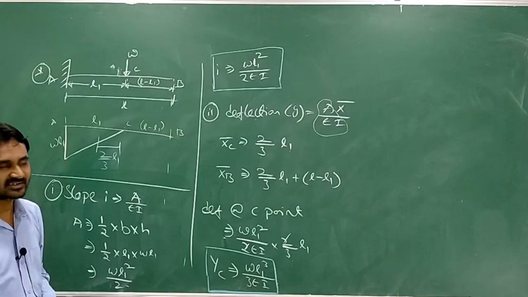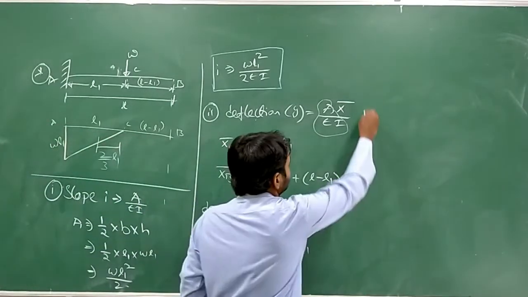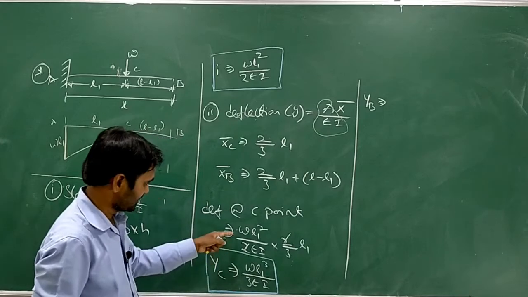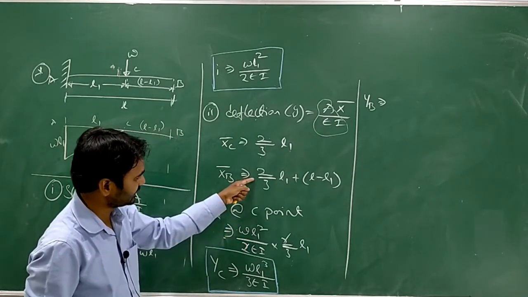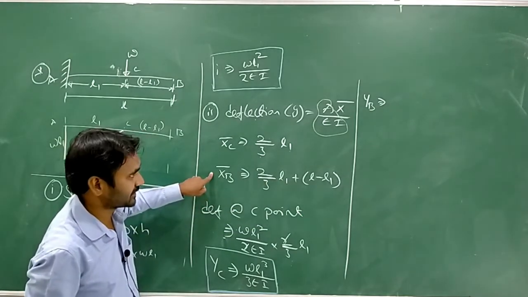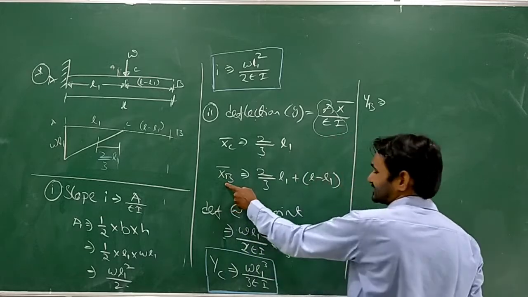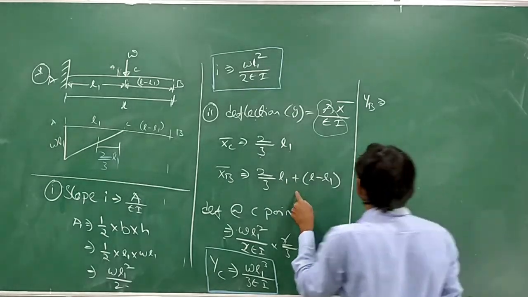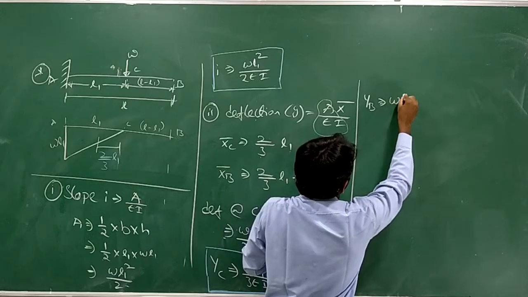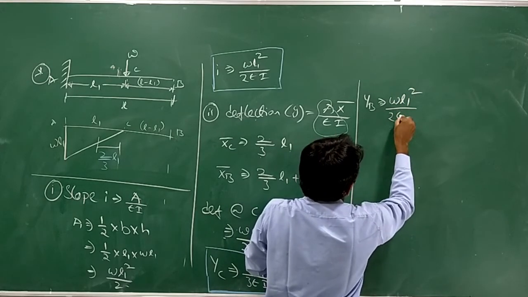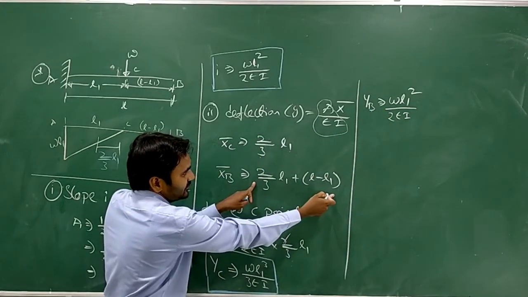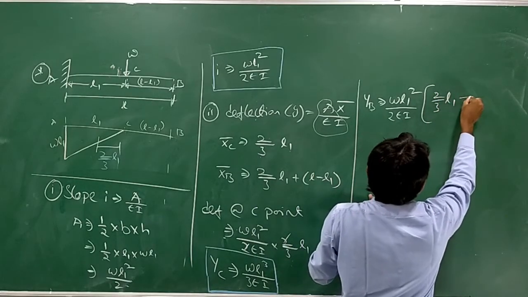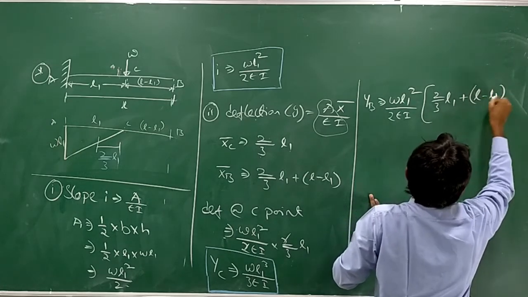Now let us calculate the deflection at point B. So YB is equal to WL1 square by 2EI into x bar. In the previous one I substituted x bar at C, now I have to substitute x bar at B. So YB equals WL1 square by 2EI into x bar at B. What is that? 2/3 of L1 plus L minus L1.